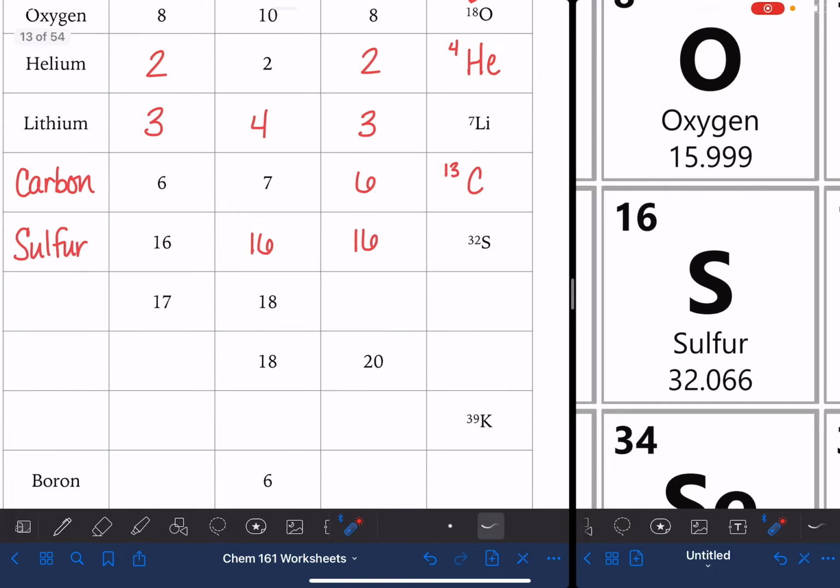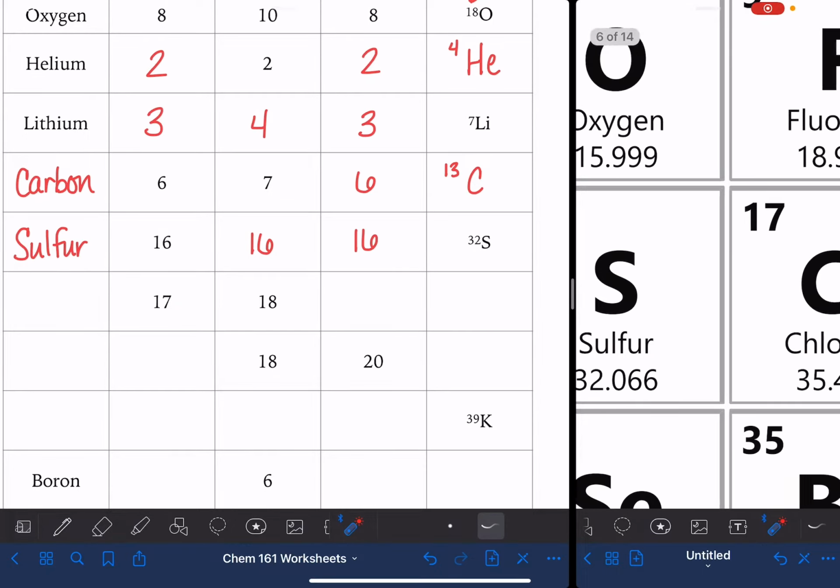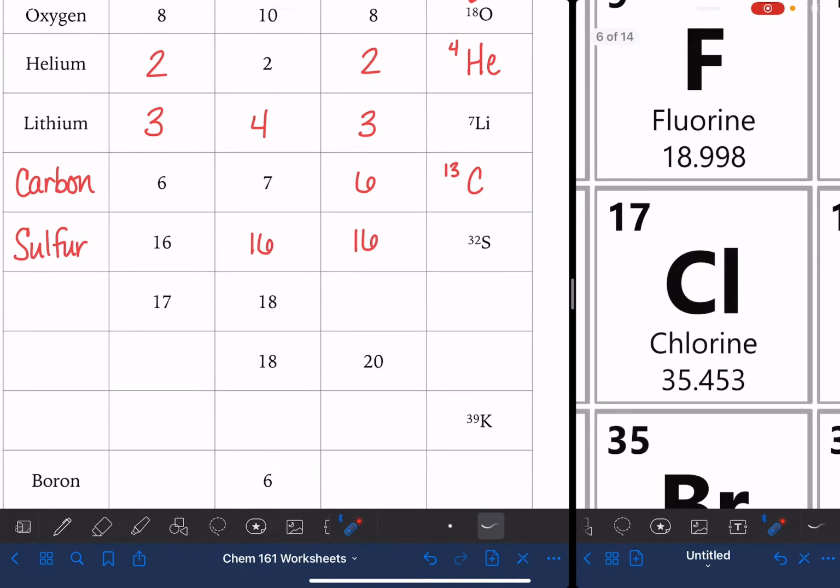For the next one, we know that the atomic number is 17. That's the next atom over. The number of protons is always equal to the number of electrons. This is chlorine, symbol Cl. The mass number is protons plus neutrons. So that's going to be 35.